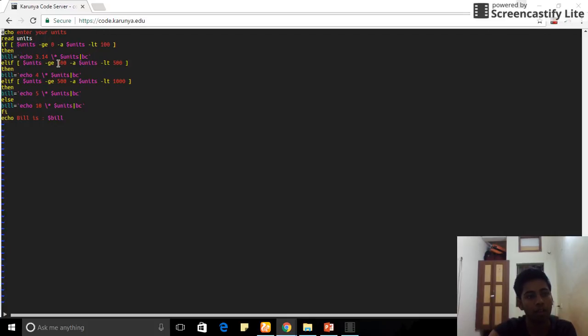If the unit is greater than or equal to 100 and less than 500, then I am charging 4 rupees per unit, that is the multiplication, this symbol for multiplication with the unit value. bc is for basic calculation. And if the unit is greater than 500 and less than 1000, I am counting it as 5 into units for the bill. Otherwise, if it is greater than 1000, then I am charging 10 rupees.